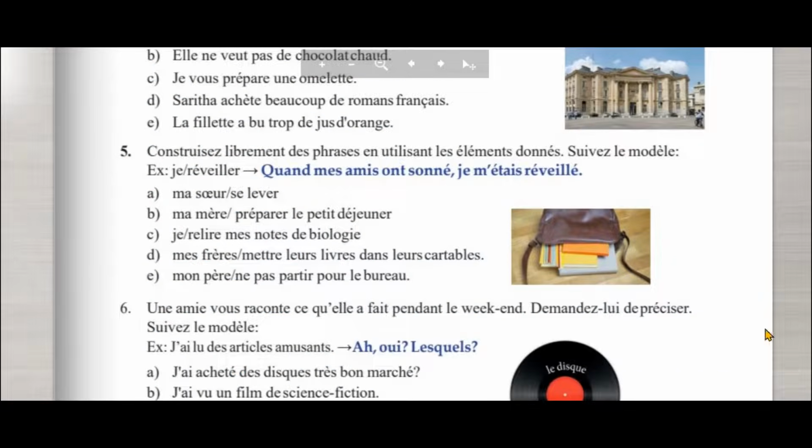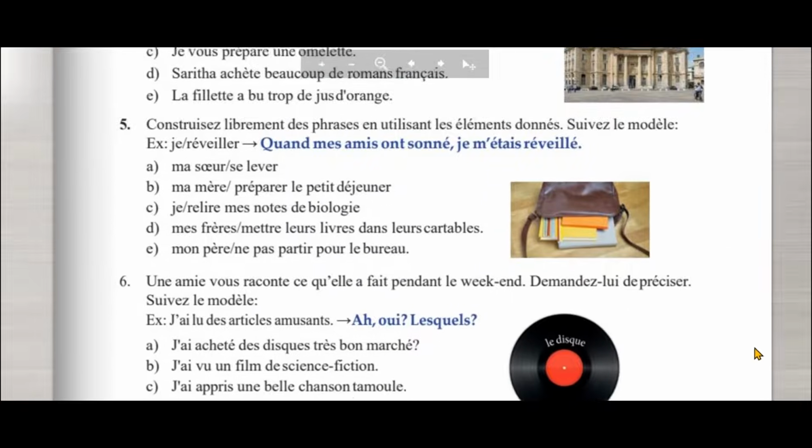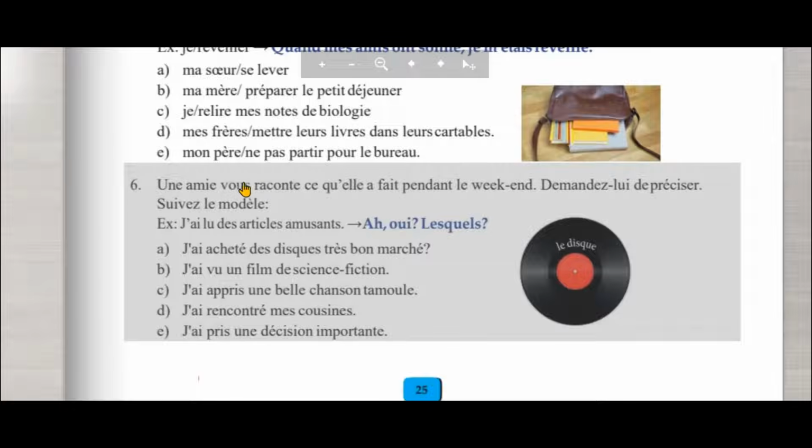Moving on to the next one, which is the sixth exercise. They say a friend is narrating to you what she did during the weekend, and you're asking her to be more precise. They want you to again follow the example. So they are telling here, I have read some amusing, entertaining or funny articles. And then the example says, oh yes, which ones?